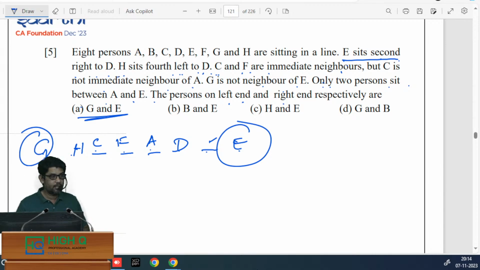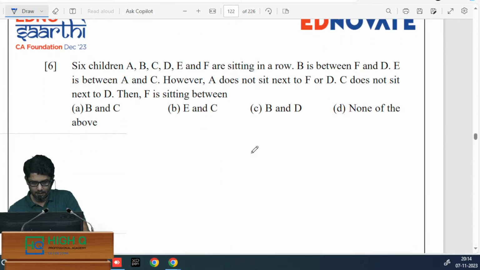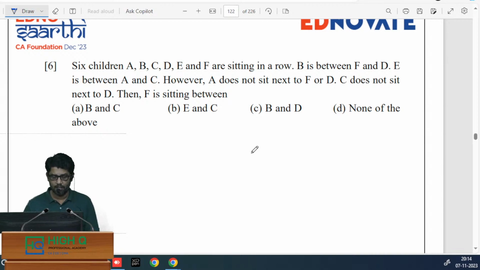Option A. Have you all got it? See, when more hints are coming, more confusions will start. Okay, now listen here. Should I attend this? Yes, sir. 6 children, of course we have to attend.